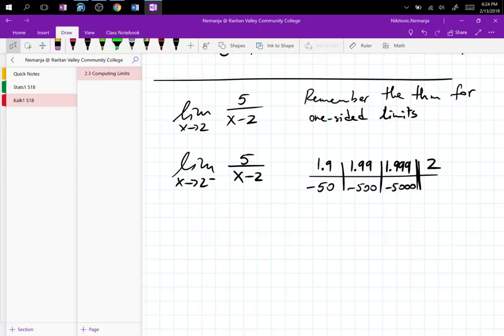So we see that the tendency of this is to go to negative infinity. There was no other way for you to compute this. That's it. It's negative infinity.